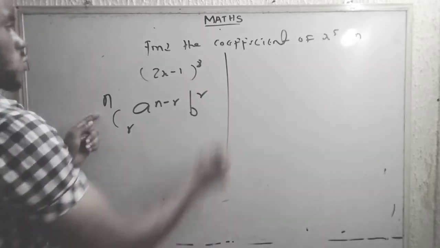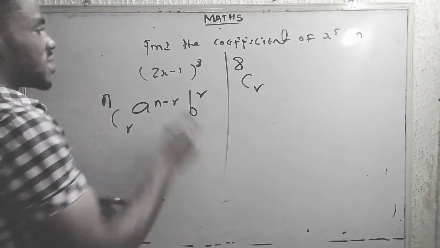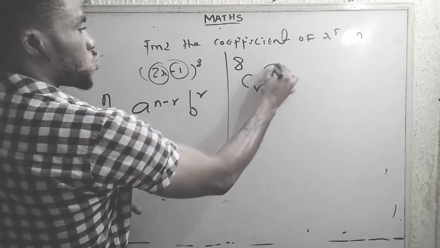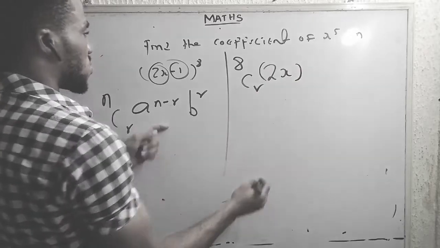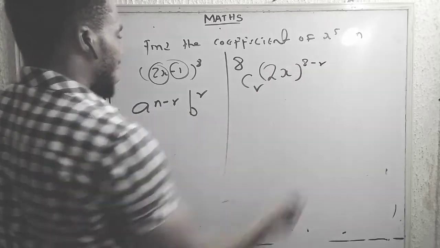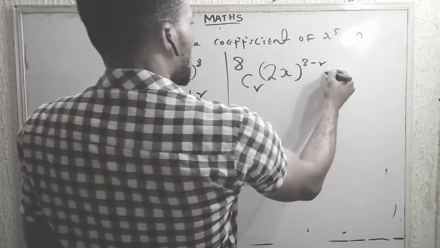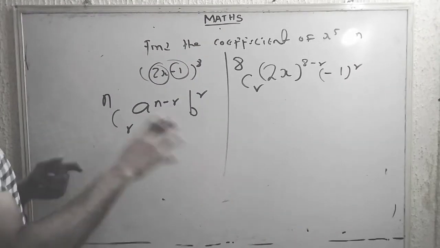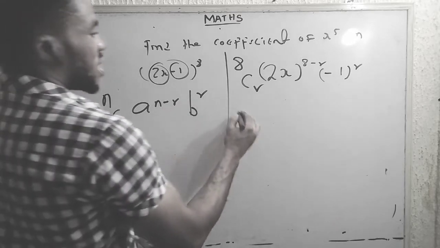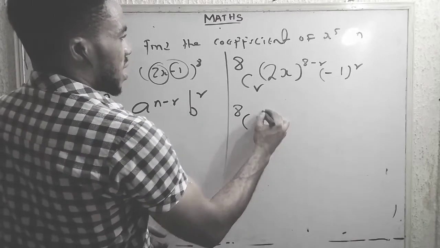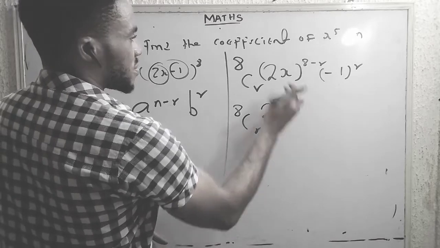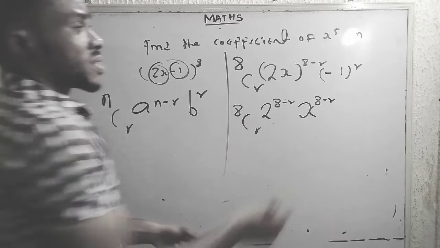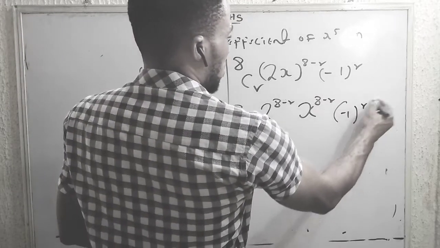So what do we do? We'll have 8 combination r. This is my a, and this is my b. So I will have 2x raised to power 8 minus r. Then I will have minus 1 raised to power r. Now, what do I do? I select those with x. So I will have 8 combination r, 2 raised to power 8 minus r. That's for this one. I will have x raised to power 8 minus r. They share common power. Then I will have minus 1 raised to power r.